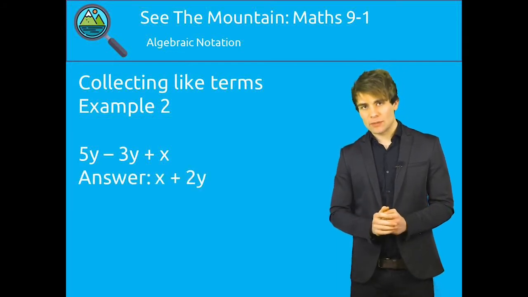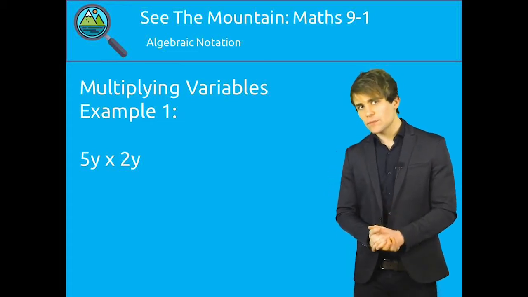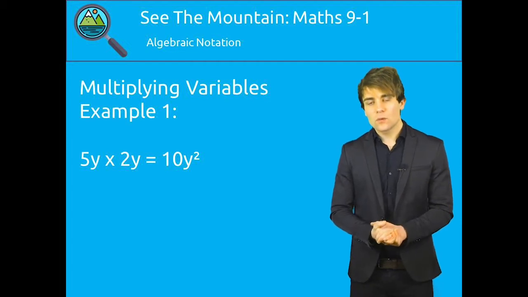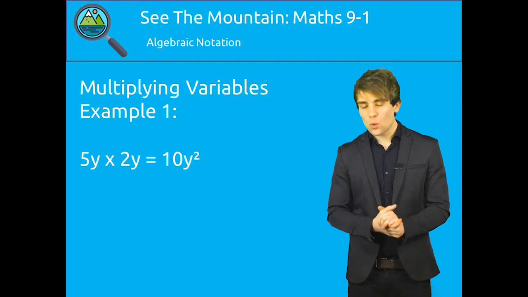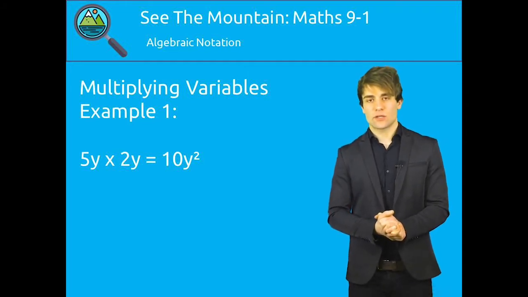Okay, let's dive straight into multiplying variables. This might seem pretty tricky, but we will get through it. So the first one, 2y multiplied by 5y equals, well, 5 times 2 is 10, and y times y gives us y squared. So we call that 10y squared as a simplified expression.